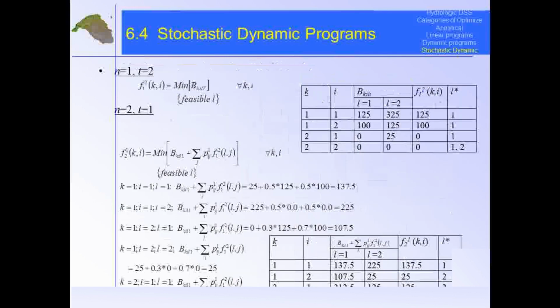So here we can find F12 for different possible values of K and I. Let's assume K is going to be 1, I is going to be 1. For different feasible values, L could be 1 or 2. When L is 1, this would mean B kill 1, which is when K is 1, I is 1, L is 1, period 1. So the B kill value for period 1 for 1, 1, 1, we just read from this table, which is 25. So that is 25 already.